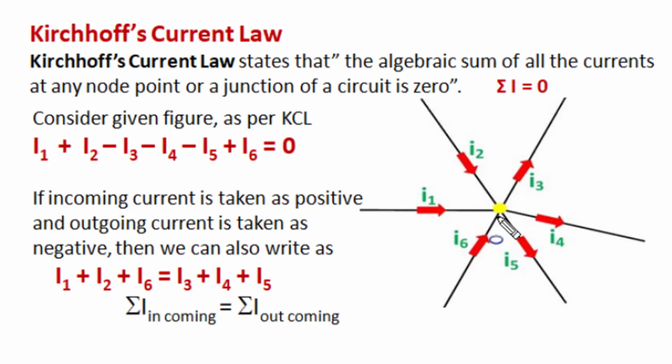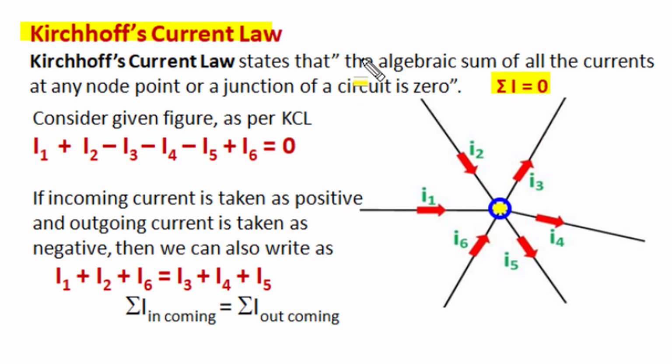Kirchhoff current law is applicable to a node point or a junction. A junction or node is that point in an electric circuit where more than two branches meet. And as per Kirchhoff current law, the algebraic sum of all the currents at a junction or node point is 0. Summation of current at a junction is 0.